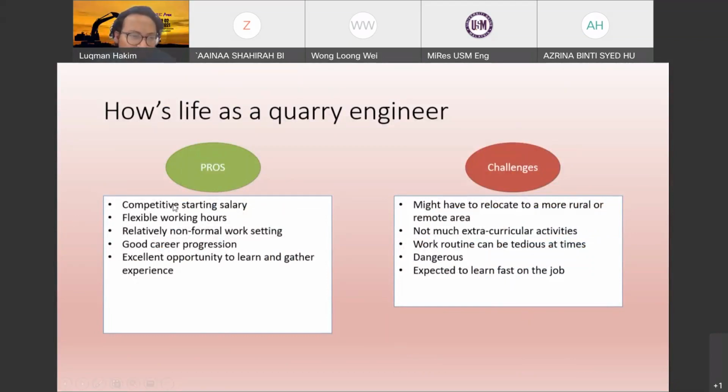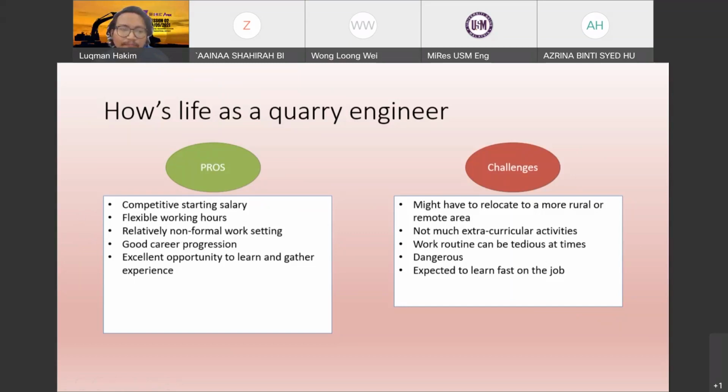Pro dia, starting salary tu agak kompetitif kalau kita compare dengan cabang-cabang engineering lain sebenarnya. Saya rasa agak kompetitif lah. Bukanlah kata mahal, tapi okay untuk you as a starting engineer. And almost every quarry yang saya kerja, dia punya working hours also flexible.